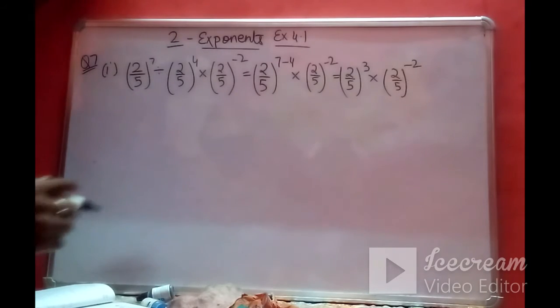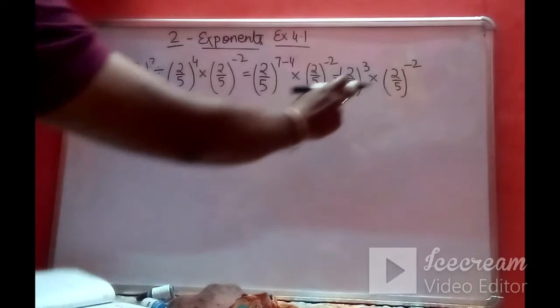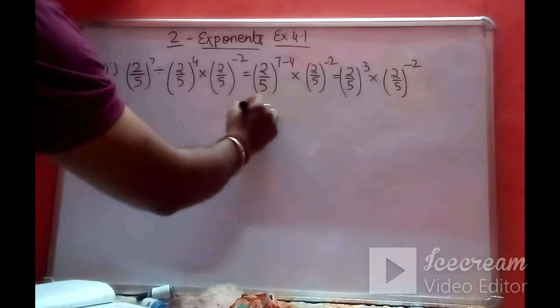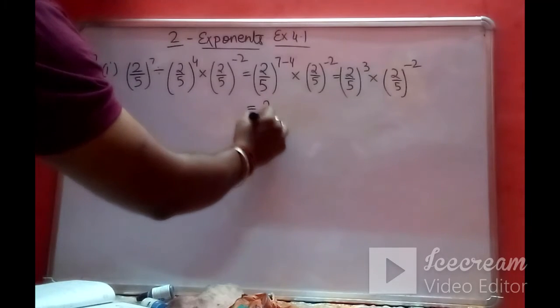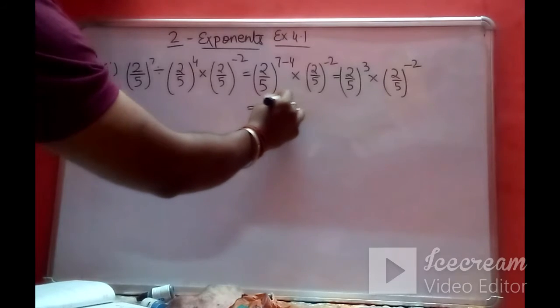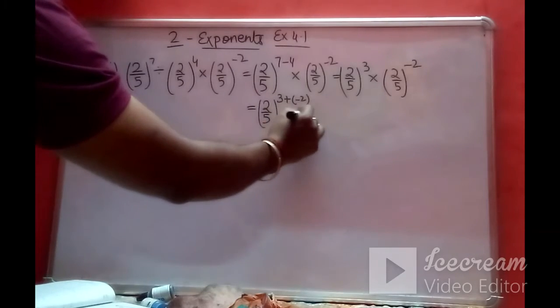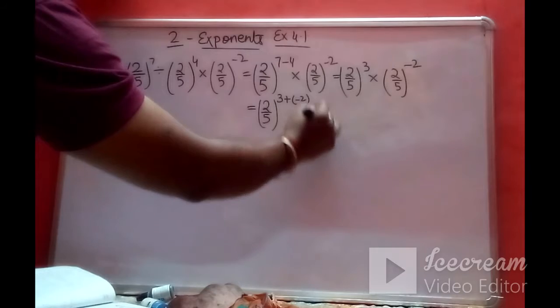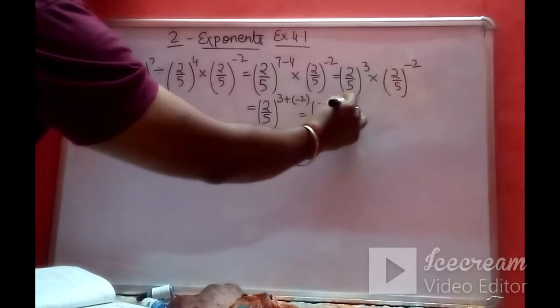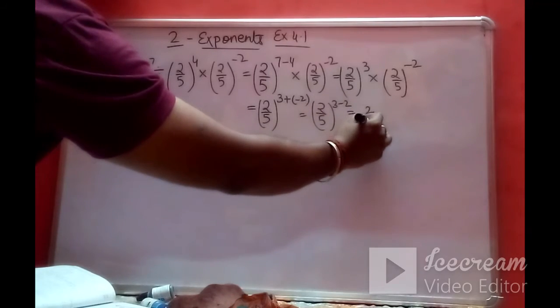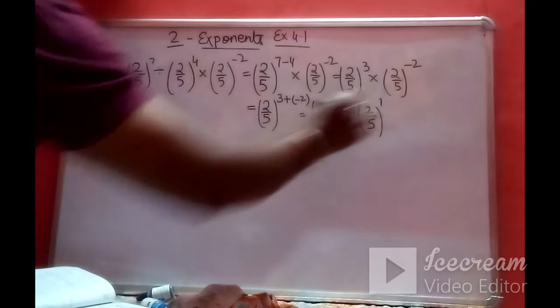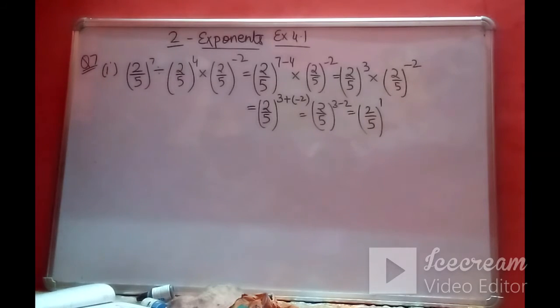Okay, like this. Now next, since this is a multiplication sign, finally we will add the powers, 3 plus minus 2. So it is (2/5), 3 minus 2, and the answer is (2/5)^1. Okay.